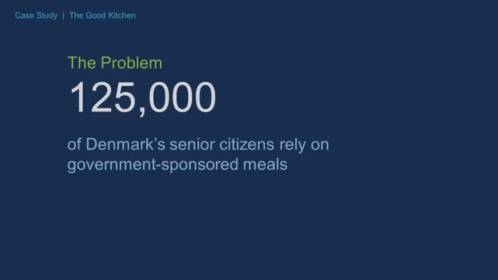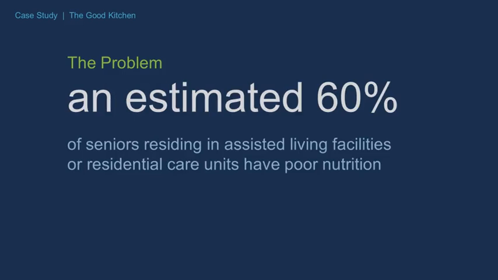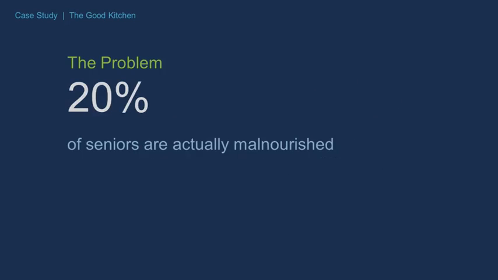One of these is serving the more than 125,000 senior citizens who rely on government-sponsored meals. Danish municipalities deliver subsidized meals to people who suffer from a reduced ability to function, whether that is due to illness, age, or other conditions. Many of these seniors have nutritional challenges and a poor quality of life because they simply do not eat enough. An estimated 60% of elders living in assisted living have poor nutrition. An estimated 20% are actually malnourished.